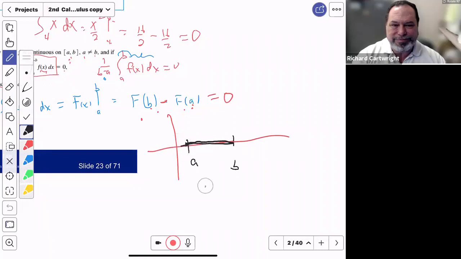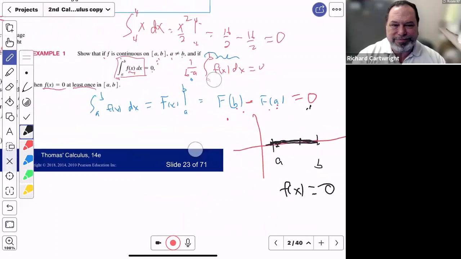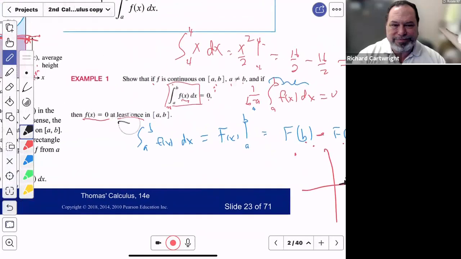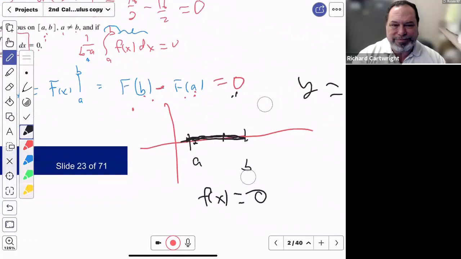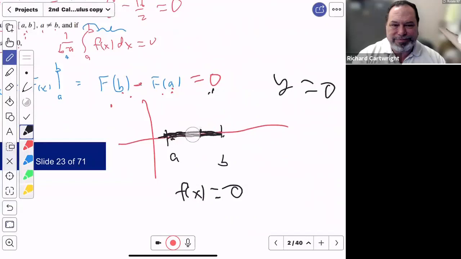That function is f of x equals 0. It is a function. It's a horizontal line. Y equals 0 is a function. It's a horizontal line. And because there's no area under the curve, then that's 1. And look at what he's saying, there's at least one place where f of x has to be 0. Well, there it is. In this case, f of x is 0 all the time. All I needed was at least 1.